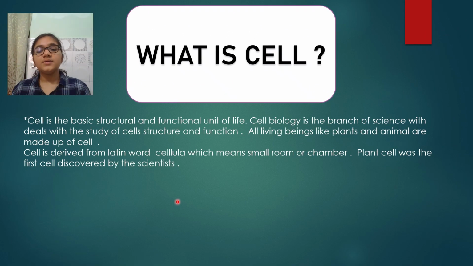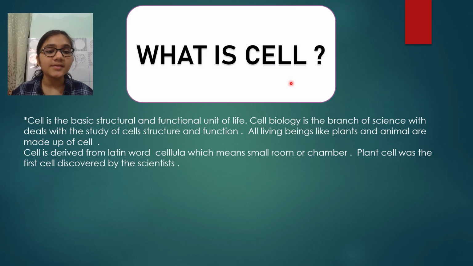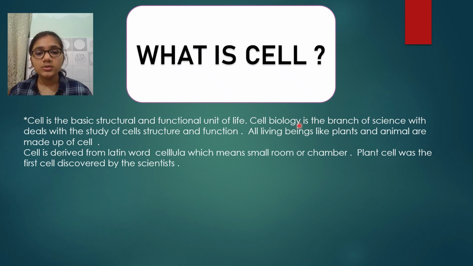Now the question comes, what is a cell? Our chapter name is: what is a cell? The cell is the basic structural and functional unit of life. If we see plants, animals, and the human body, all their bodies are made up of cells. So the cell is the basic structural and functional unit of life. And now this is written: cell biology.